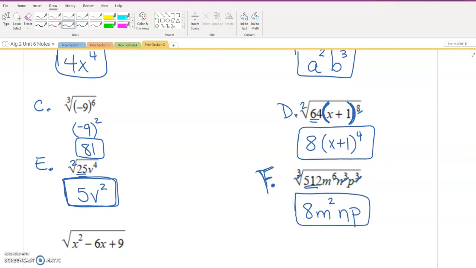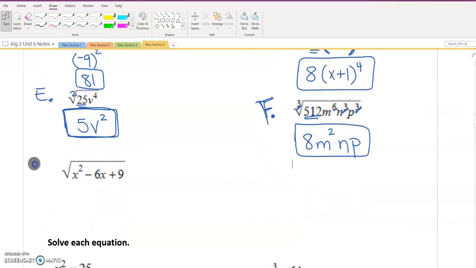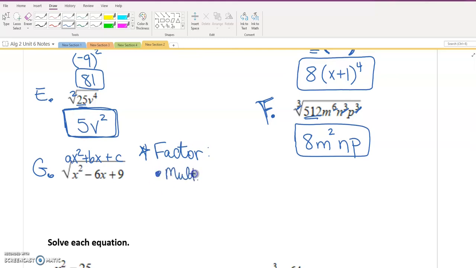Now, our last example for this part has the square root of x squared minus 6x plus 9. If you remember, it looks like our trinomial form, ax squared plus bx plus c. So it's a trinomial that we need to factor. Because we're going to factor it, we have to remember our two main parts of factoring for a trinomial. We have to find the numbers that will multiply to c and will add to b.